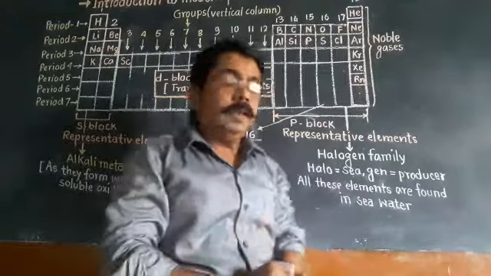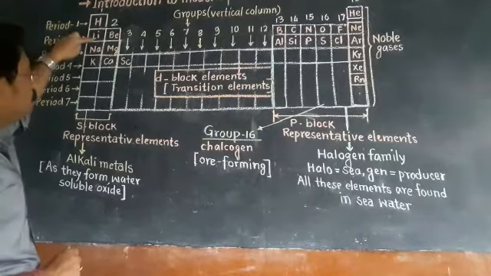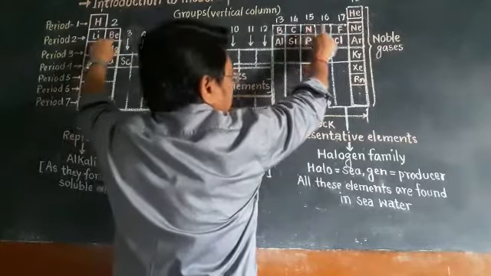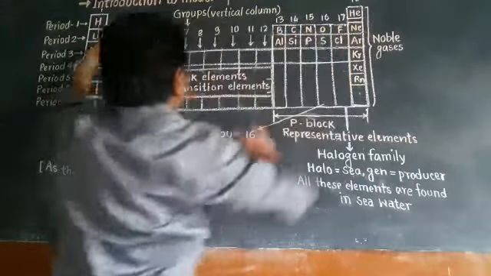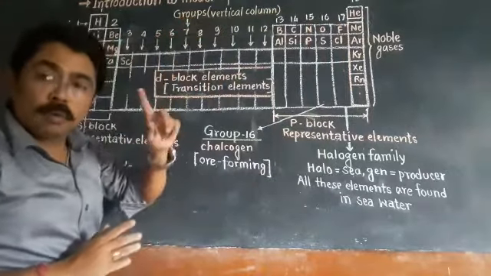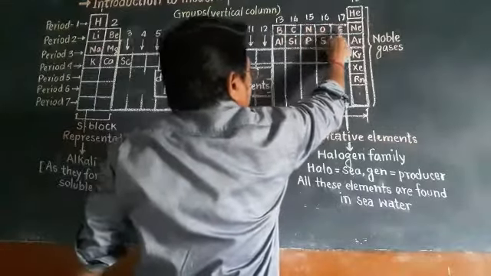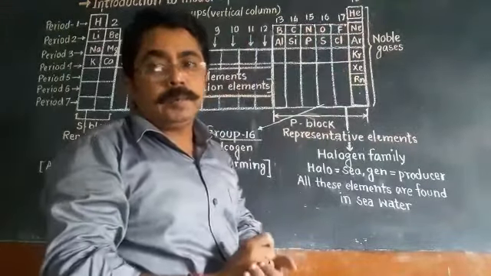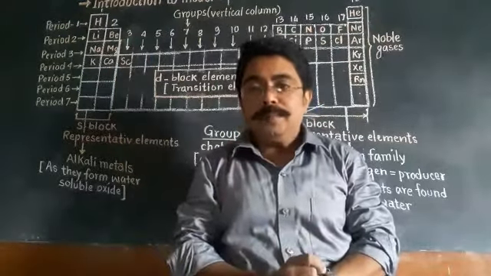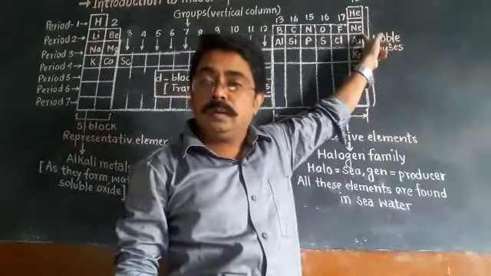Clear? Similarly, second period. See, second period starts from lithium, beryllium, boron, carbon, nitrogen, oxygen, fluorine and neon. In all, in second period, second horizontal row, how many? 1, 2, 3, 4, 5, 6, 7 and 8 elements are present. So second period contains 8 elements starting from lithium to neon.